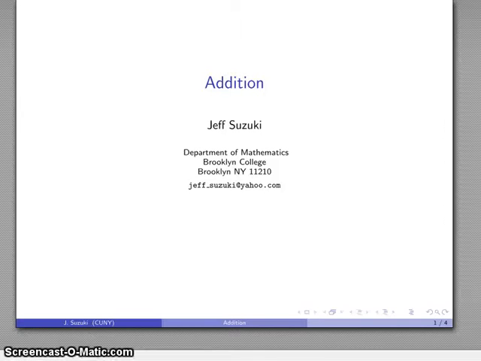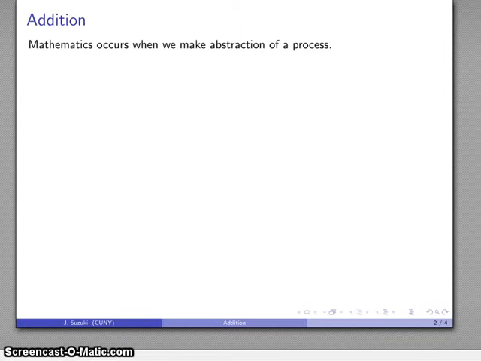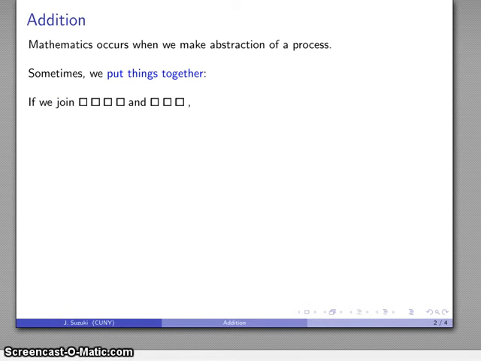So our basic operation of arithmetic is addition. And in general, let's talk about what mathematics is. Mathematics occurs when we make abstraction of some sort of process. So in this particular case, sometimes we put things together. So maybe I'm going to take this thing here, and I'm going to take this thing here, and I'm going to put them together. So I put them together, and it's kind of obvious that if I put this and this together, I make this thing. And that's a really obvious thing.